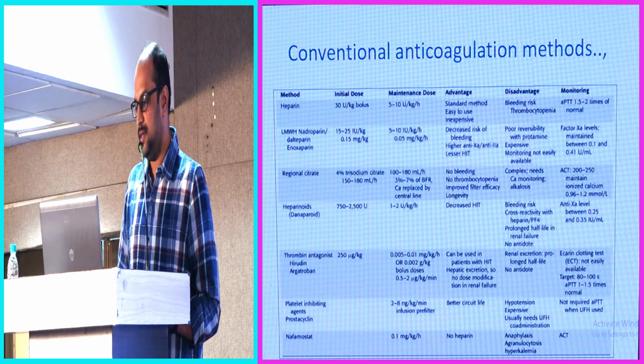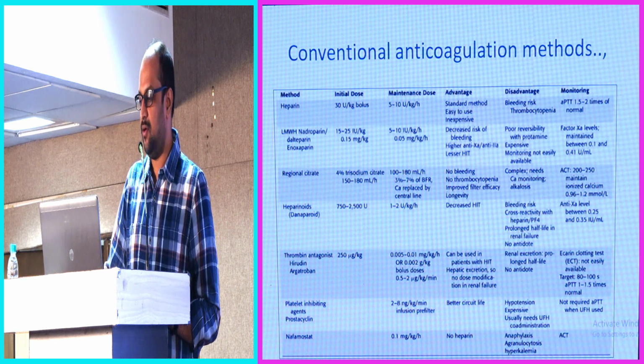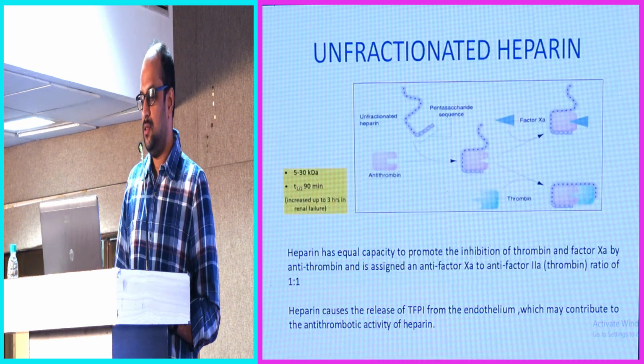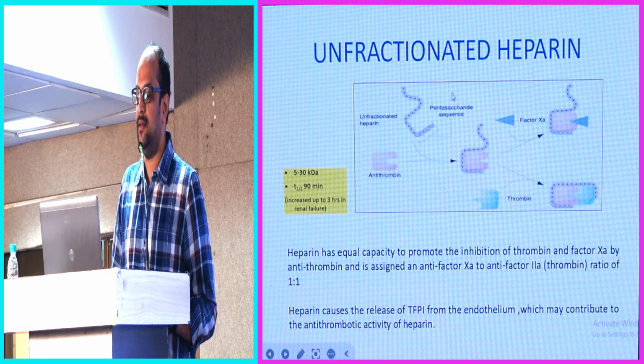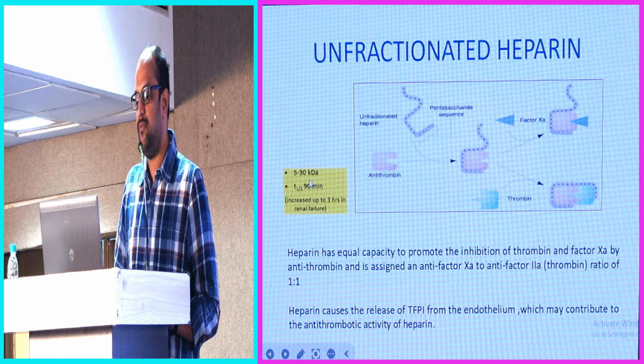But today I'm going to discuss the routine drugs that we commonly have in our hospital scenarios. So first, coming to unfractionated heparin. It is a large pentasaccharide molecule, available from 5 kilodaltons to 30 kilodaltons.